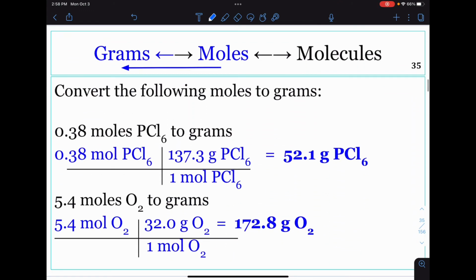Your answer should be 172.8 grams of oxygen.